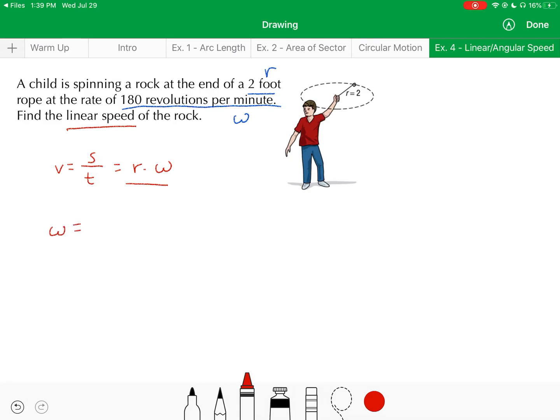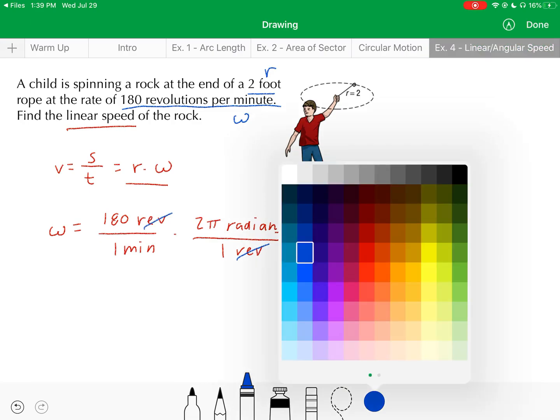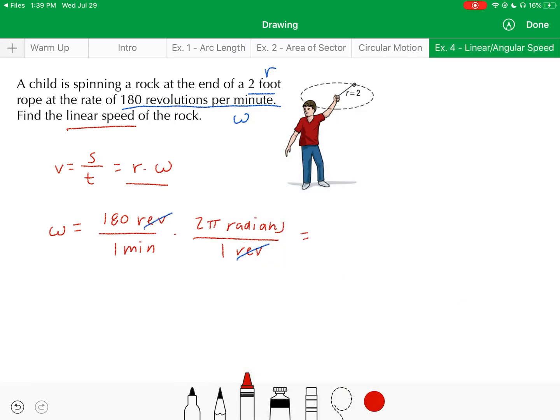So I'm going to take omega, which is, again, initially given as 180 revolutions per minute, and I'm going to multiply this by a conversion fraction. I know that there's 2 pi radians in every 1 revolution, right? This allows the revolutions to wipe out. You're left with 360 pi radians per minute.